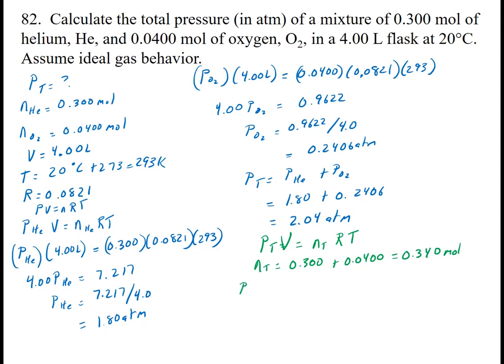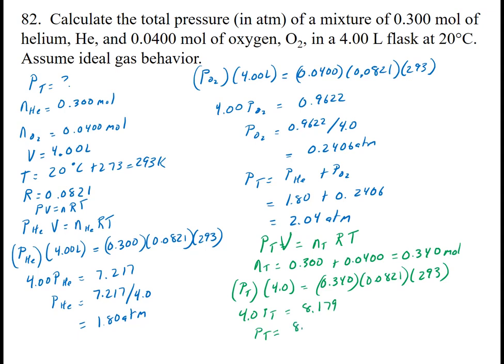And so my total pressure times the 4.0 is going to be 0.340, same gas constant, 0.0821, times the same temperature, 293. So again, I end up with 4.0 PT. And this time the right side ends up being, when I multiply it, 8.179. So PT is 8.179 divided by 4.0. So my total pressure ends up being 2.04 atmospheres.